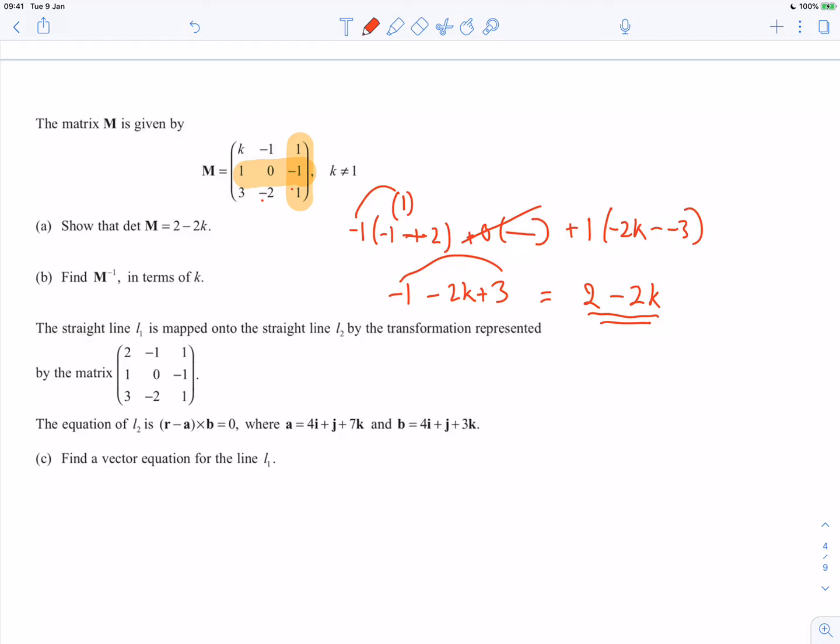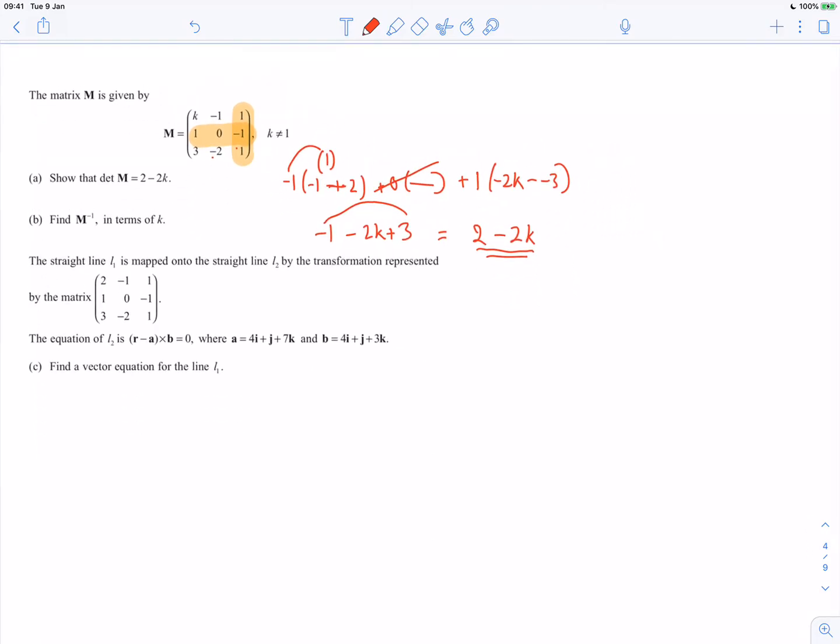Find the inverse of M in terms of k. Right. Okay, so there's lots of things to do here. Remember, you've got to do 1 over the determinant, which is 2 minus 2k. You've also got to find the matrix of minors, which is taking the determinant of each little thing. So really I should have done my workings for that. So I can fill out the middle row at least.